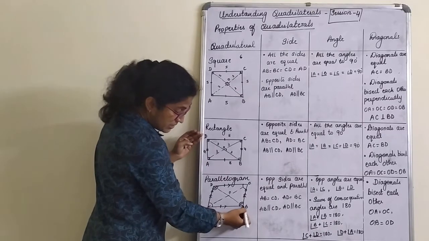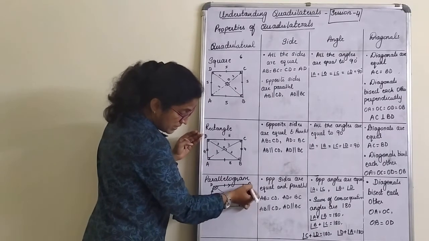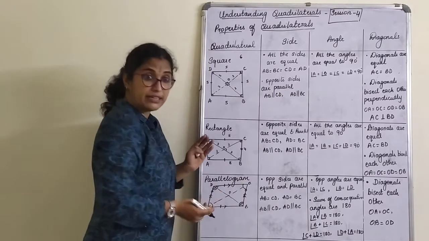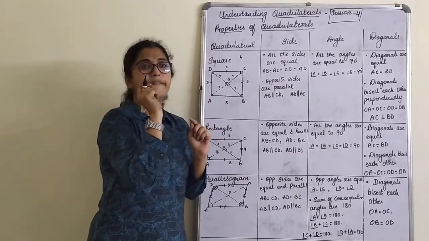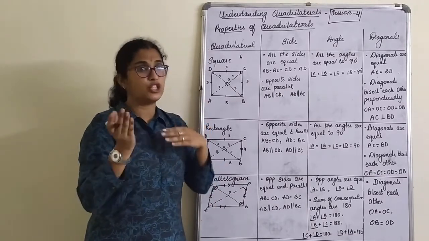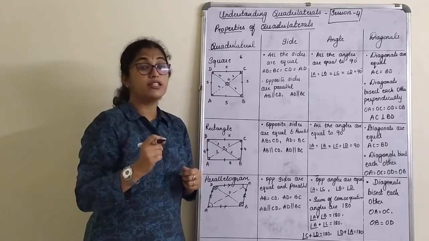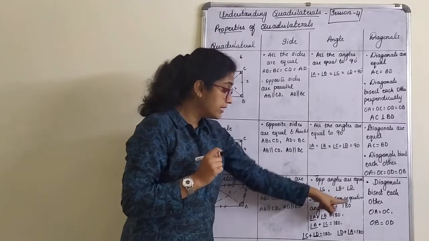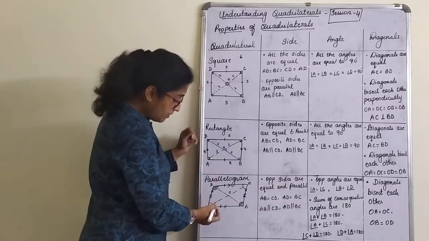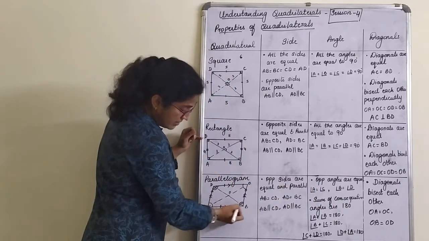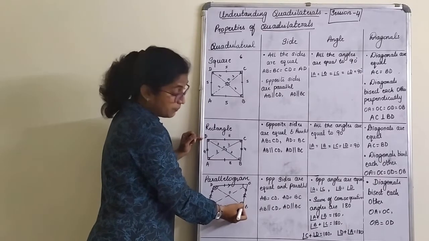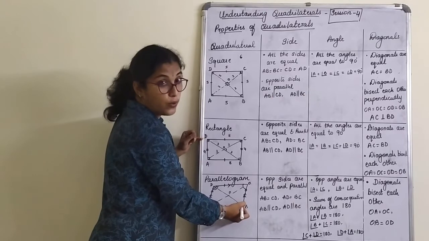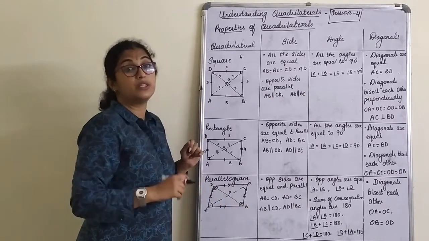Similarly, AB is adjacent to BC, BC adjacent to CD, CD adjacent to AD, which share a common vertex. Those are called adjacent sides, which are also called consecutive. So the sum of consecutive angles is 180. If I add these two angles, I get the sum as 180. If this is for example 70, then this will be 110. 110, 70, I get 180.